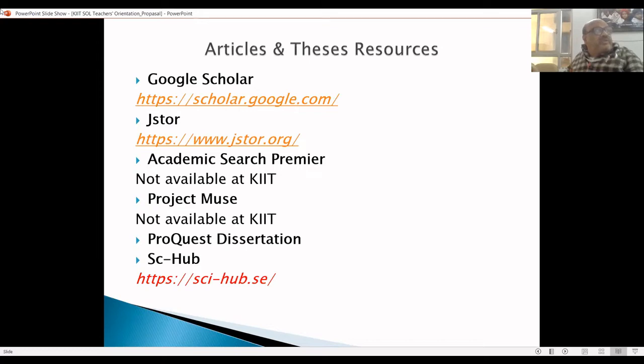The ProQuest dissertation database our library has. And then there is this Sci-Hub. Are you aware of this Sci-Hub? Yeah. If you don't find things anywhere, suppose we don't have access to EBSCOhost, and there is something in EBSCOhost, if you know the DOI number and you give this DOI number, Sci-Hub will give you that. So these are for articles and thesis resources.